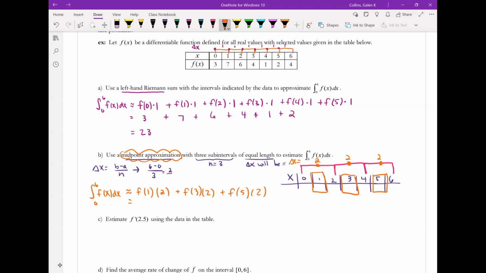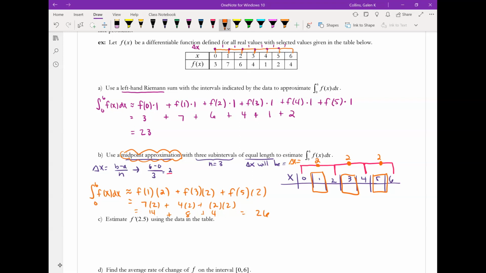Okay, so if I plug in the values from the table, f of 1 is 7, f of 3 is 4, f of 5 is 2. So 14 plus 8 plus 4 is what? 18 plus 8, 26. So our midpoint approximation yields 26.